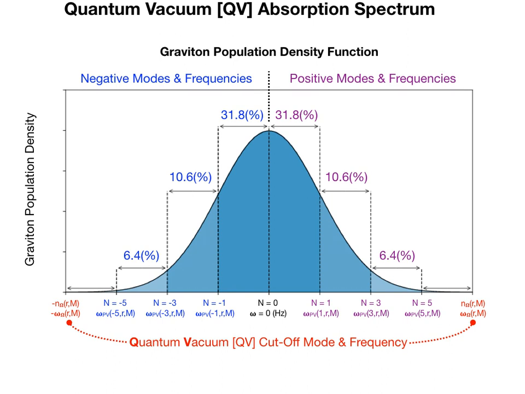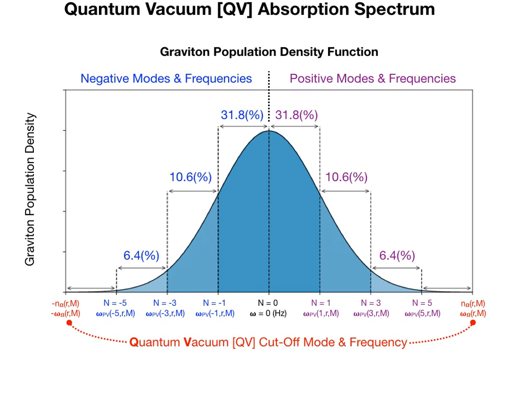Hence, approximately 31.8% of the coupled photons will possess negative modes, whilst the same proportion will possess positive modes. Similarly, at the third harmonic, a total of approximately 21.22% of gravitons will be absorbed by the quantum vacuum, so on and so forth, as indicated on the graph. Of course, the sum of everything beneath the curve demonstrates that 100% of gravitons are absorbed by the quantum vacuum at every point in any space-time manifold, that is, up to the quantum vacuum cut-off mode and frequency.